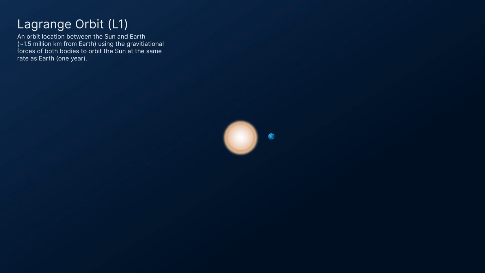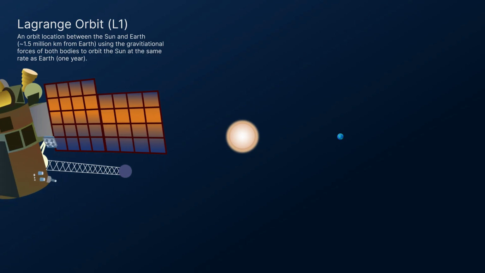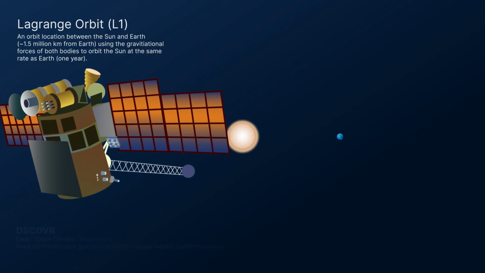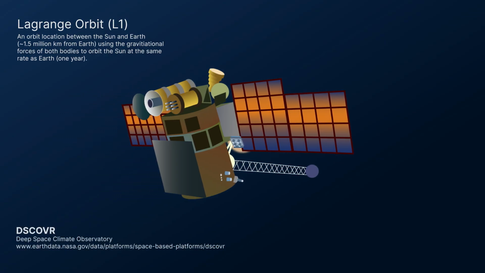The last orbit type we will cover is the Lagrange orbit, which is located between the Sun and Earth, using the gravitational forces of both bodies to maintain an orbit around the Sun at the same rate as Earth. DSCOVR, or the Deep Space Climate Observatory, is an excellent example.